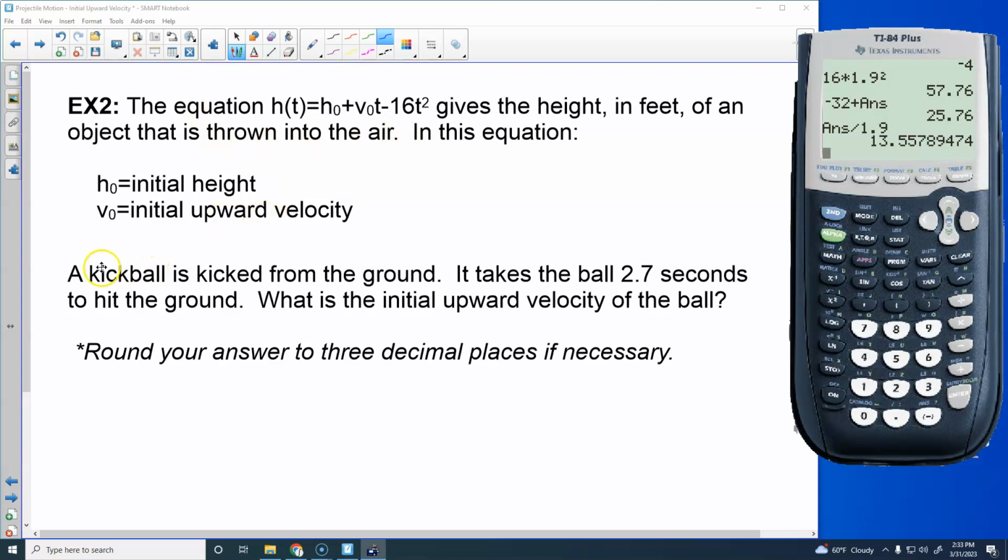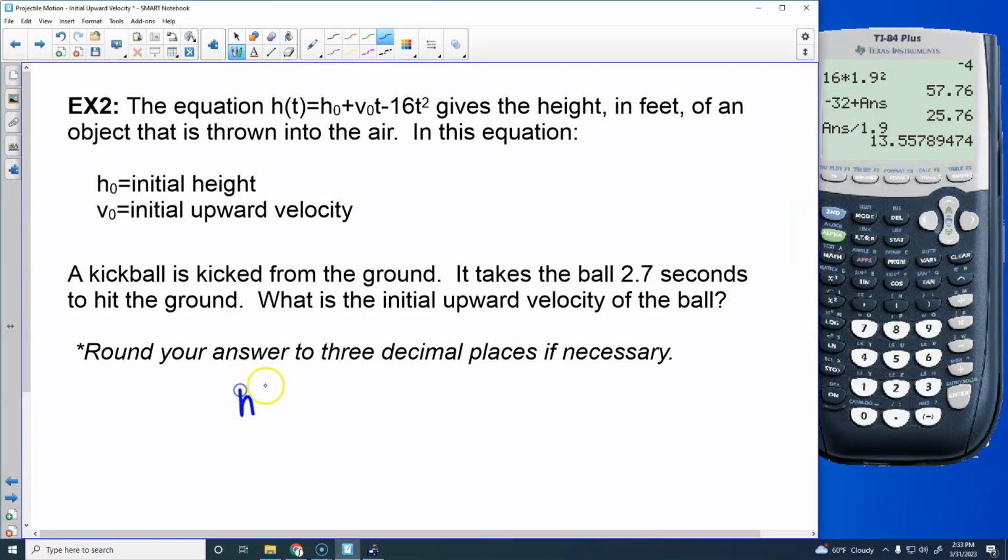Same information. A kickball is kicked from the ground. It takes 2.7 seconds to hit the ground. What is the initial upward velocity of the ball? So again, very similar thing that we're doing here. We need to plug in values for all of our variables except for v sub 0. Okay, so we've got, again, h of t equals h sub 0 plus v sub 0 t minus 16t squared. We're not going to put anything here for our v sub 0.